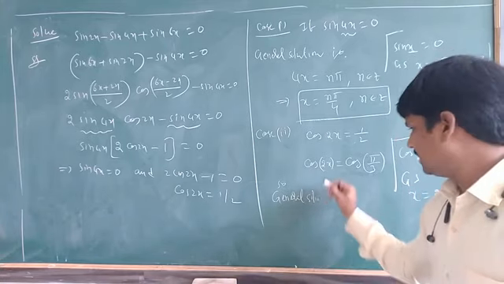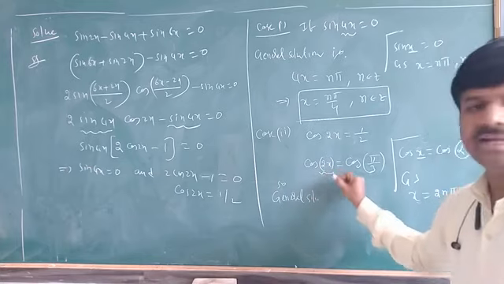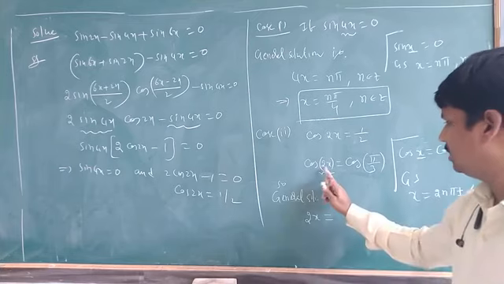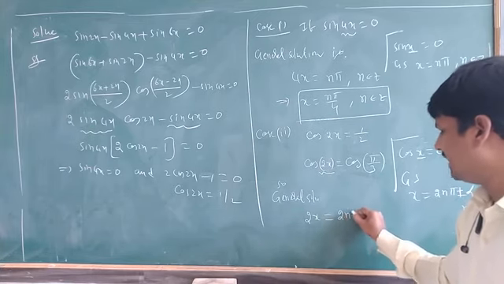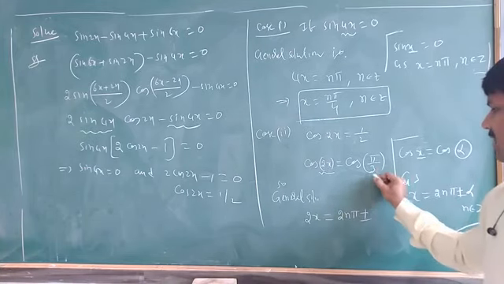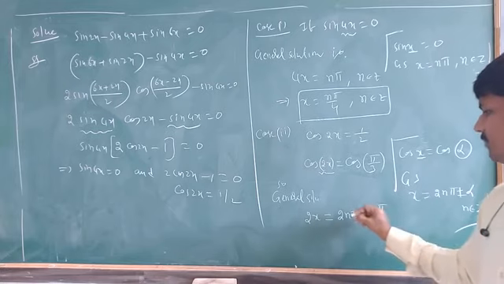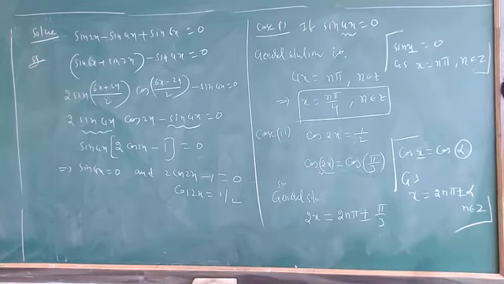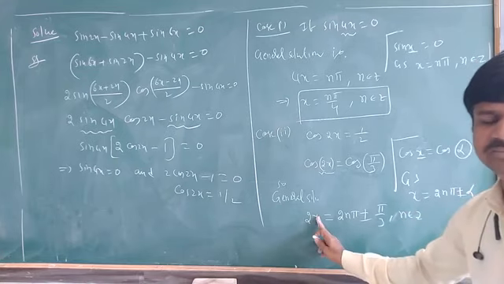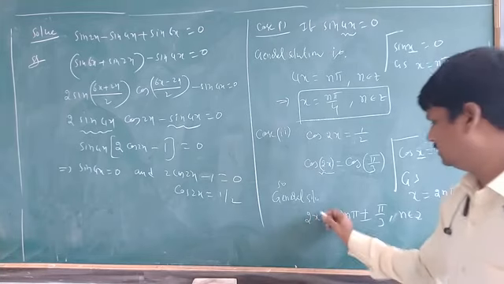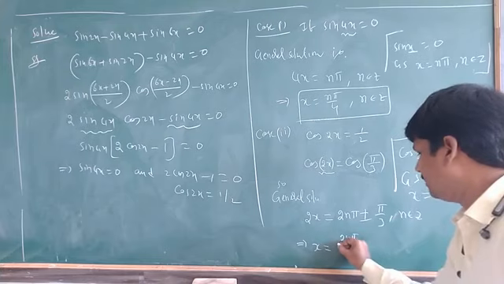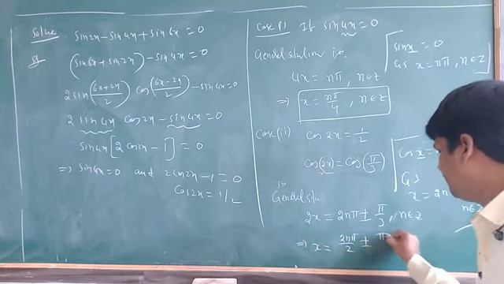The general solution is, but here we have 2x. So 2x is equal to 2n pi plus or minus alpha. Here alpha means pi by 3. So 2x is equal to 2n pi plus or minus pi by 3, where n belongs to Z. But here we have to find the x value only. So what is x here?